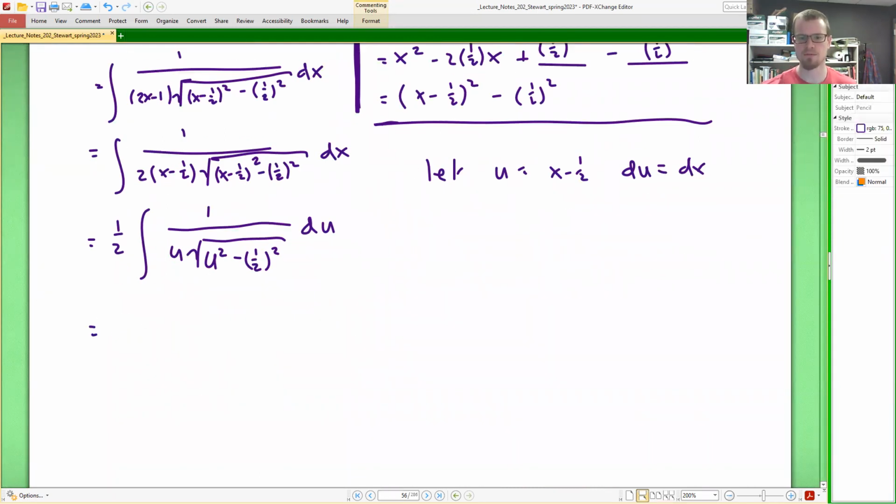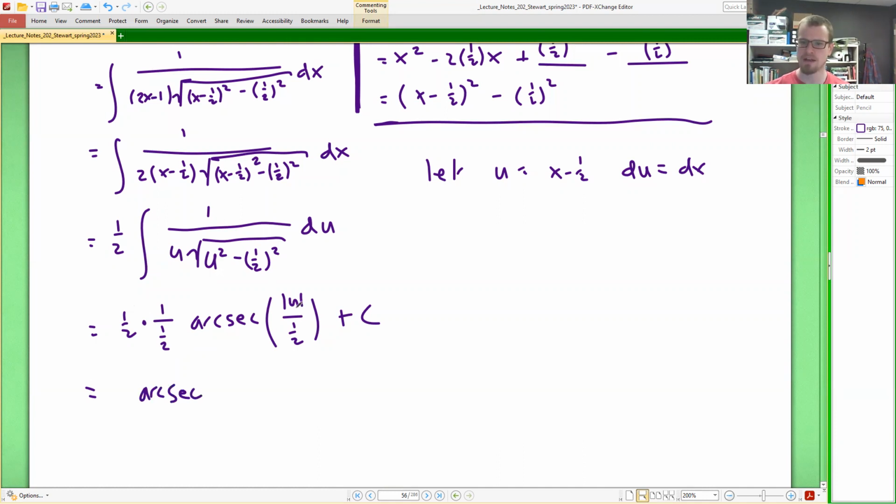This will be equal to 1 over a. Okay, carry along the 1/2, 1 over a, arcsecant of the absolute value of u over a plus c. 1/2, let's see here, times 1 over 1/2, the 1/2 and 1/2 cancel. So this is just arcsecant.